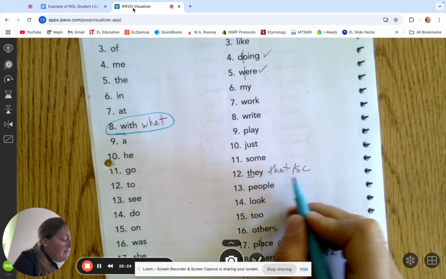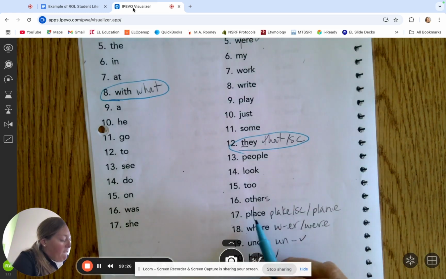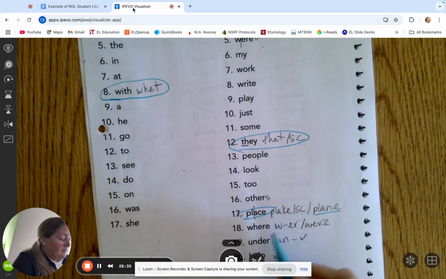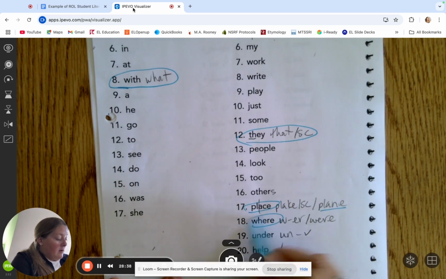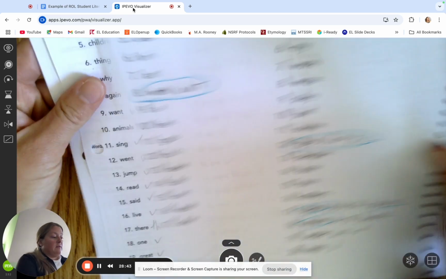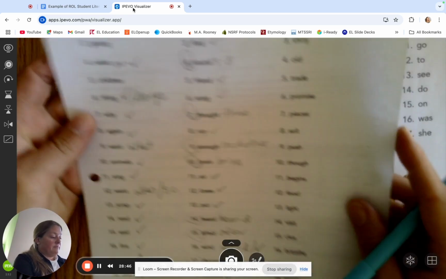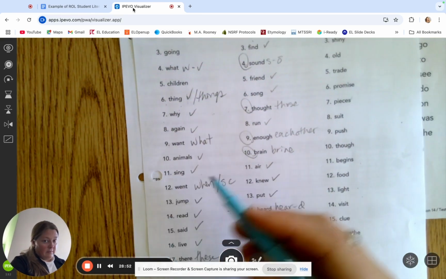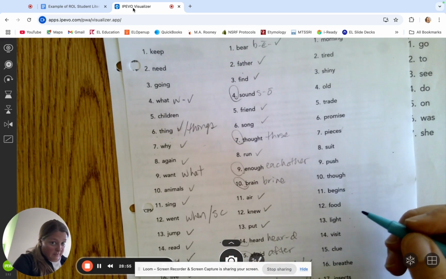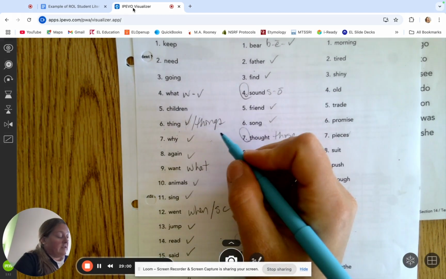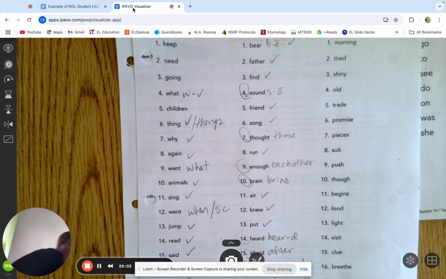He read they as that and then self-corrected. Place, he said pull, and then plake, and then said place, and then changed it to plain. Where was were. Under was un, and then he got it. Okay, so then I went to the next list. And there's a guide in the QRI. It helps you see where you stop and start. And these I kept to the student list and scored on that. But they do have a teacher form. Actually, I can show you real quick.